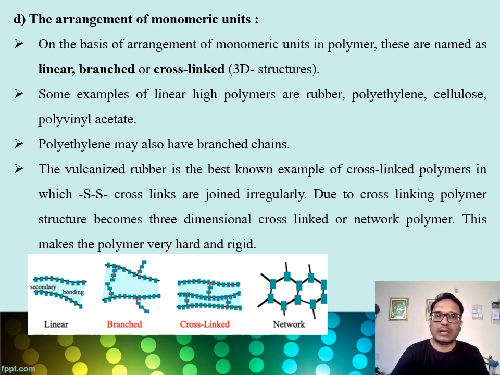The vulcanized rubber is the best example of cross-linked polymers, with sulfur-sulfur cross-links joined together regularly. Due to the cross-linking, polymer structure becomes three-dimensional, cross-linked, or the network polymer. This makes the polymer very hard and rigid. You can see the arrangement of the linear, branched, and cross-linked as well as the network polymer in this figure.